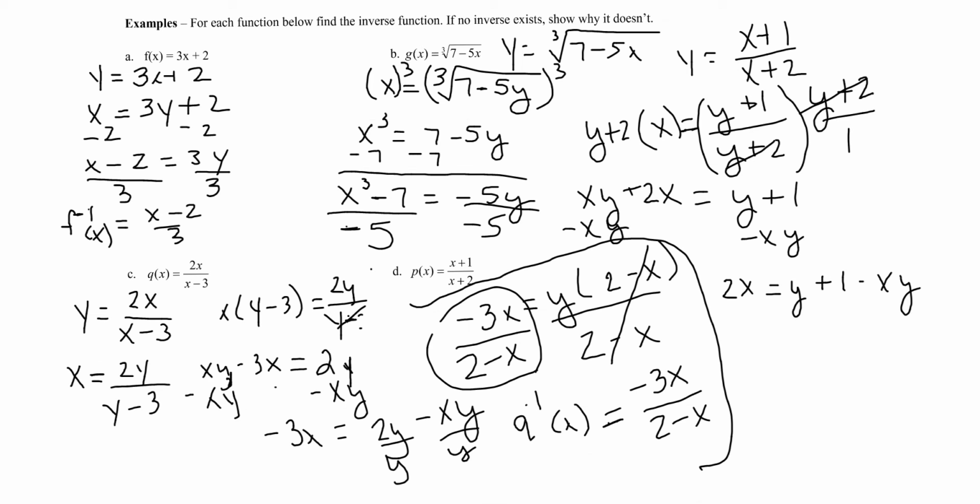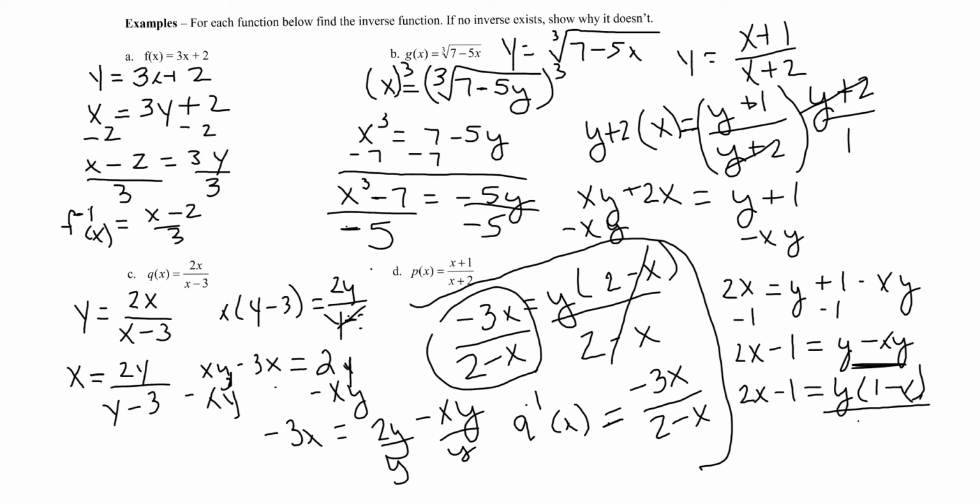And to help us out here, this is a lot of moving around. It's a difficult one. Let's subtract the 1, move it over here. So I end up with 2x minus 1 equals y minus xy. And the reason I did that is because now I can factor this. And I can have 2x minus 1 equals, and I can pull out a y. So it'll be y times 1 minus x. And then to get y by itself, we'll divide by 1 minus x.